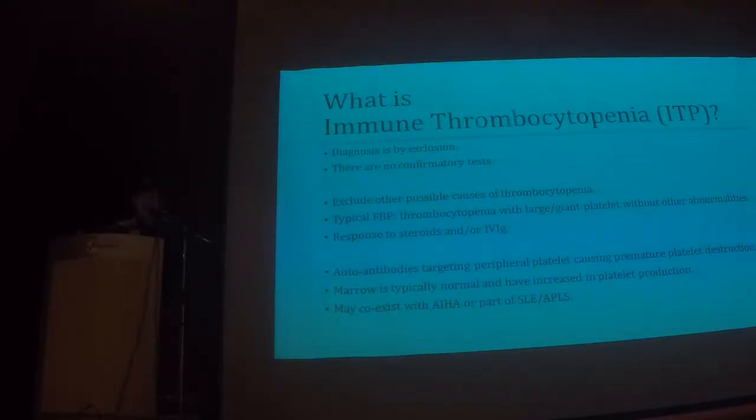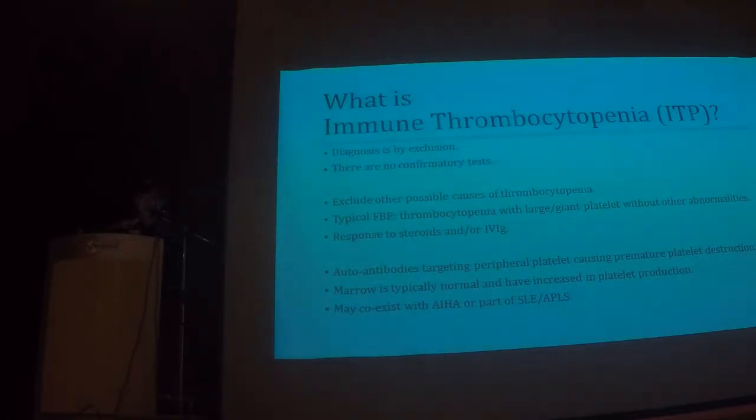It's a diagnosis of exclusion. There are no confirmatory tests. You need to exclude other causes of thrombocytopenia. A typical blood film is: you see thrombocytopenia, you see large platelets, but no other abnormalities. And the other thing is it responds to steroids or IVIG, although this is not strictly required in the definition, because there is so-called steroid-refractory ITP and IVIG-refractory ITP.